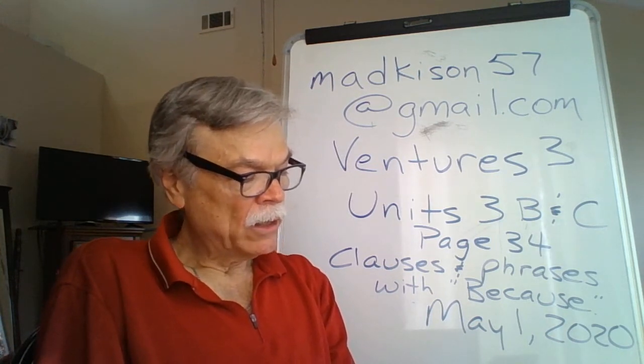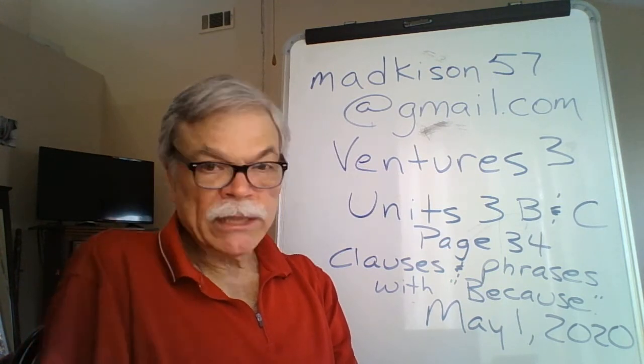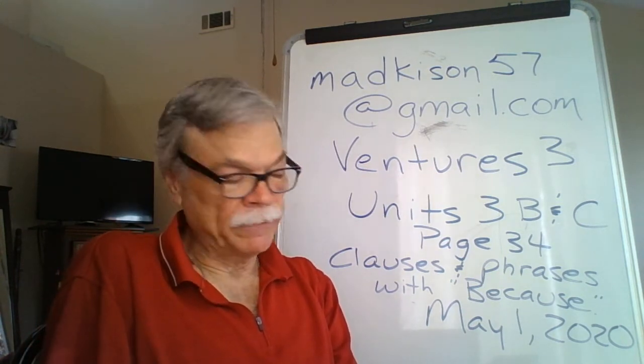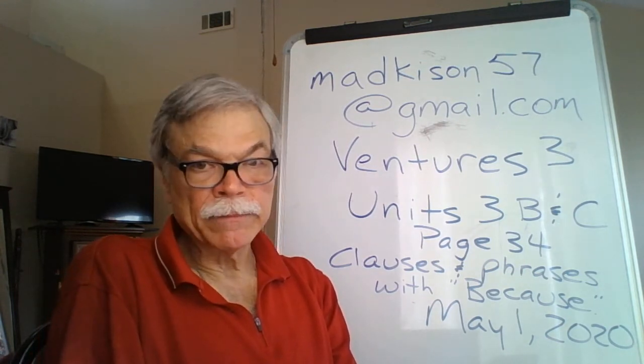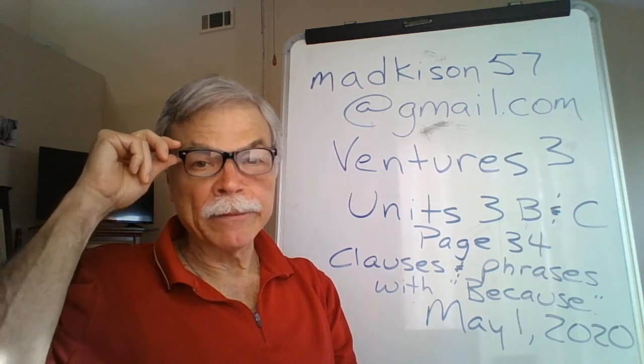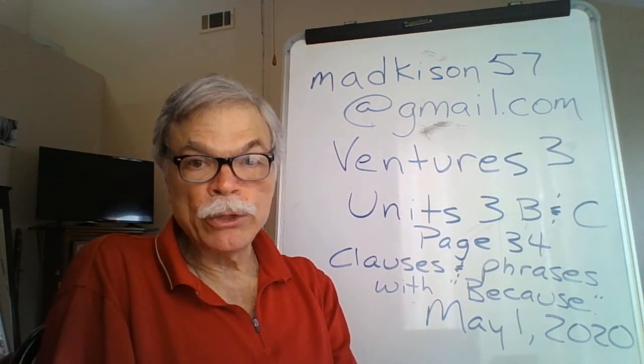Next, it says you couldn't buy the house. The question would be, why couldn't you buy the house? And the answer says high price. So that's just a noun. So you would say because of the high price, and you would use of.